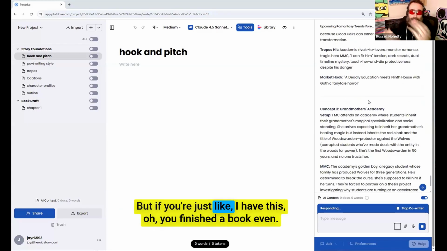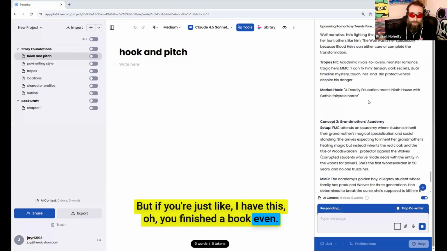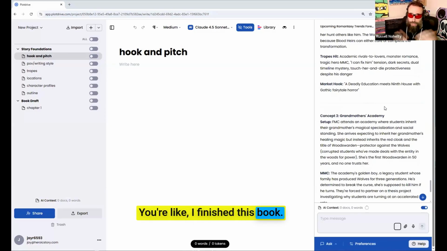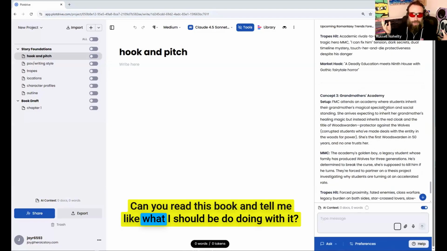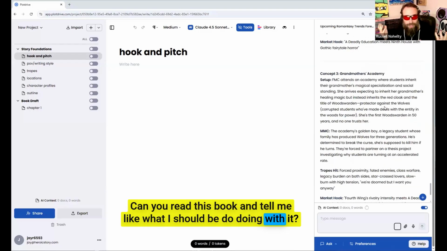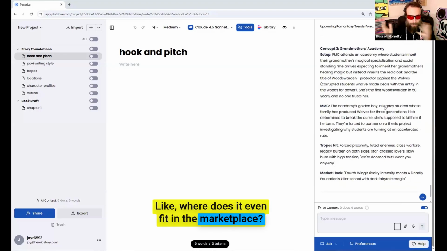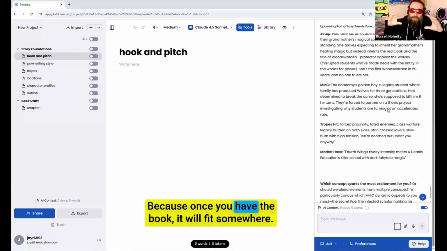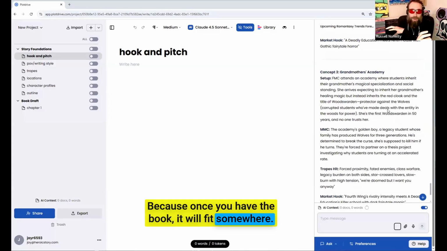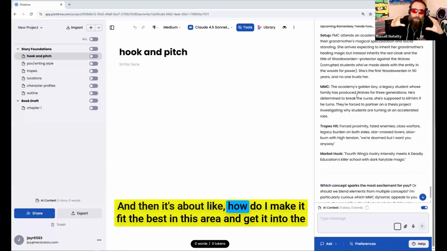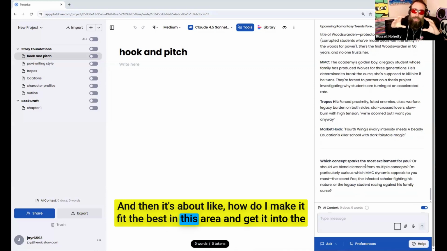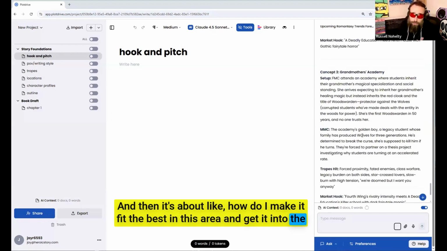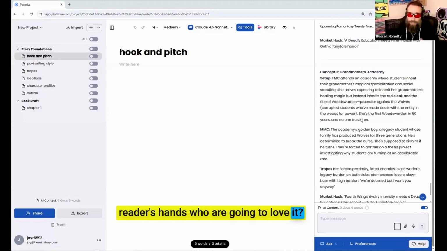But if you're just like, I have this, oh, you finished a book even. You're like, I finished this book. Can you read this book and tell me what I should be doing with it? Where does it even fit in the marketplace? Because once you have the book, it will fit somewhere. And then it's about how do I make it fit the best in this area and get it into the hands of readers who are going to love it?